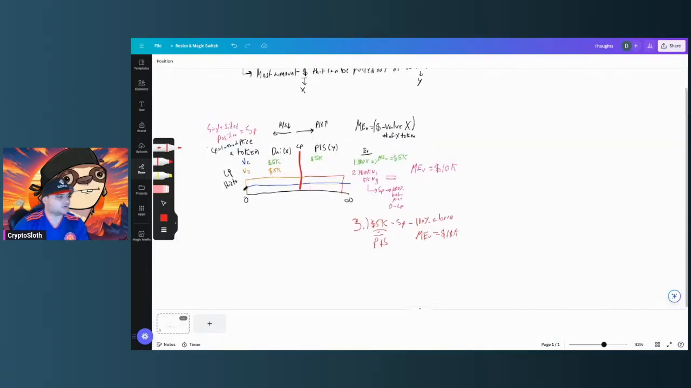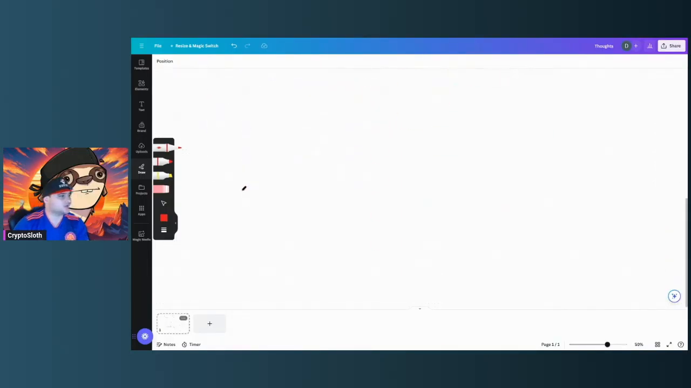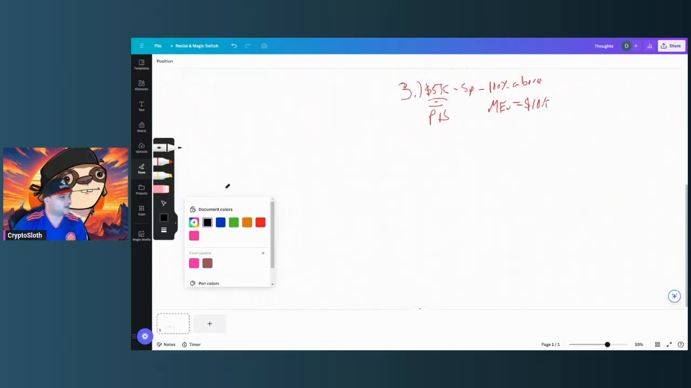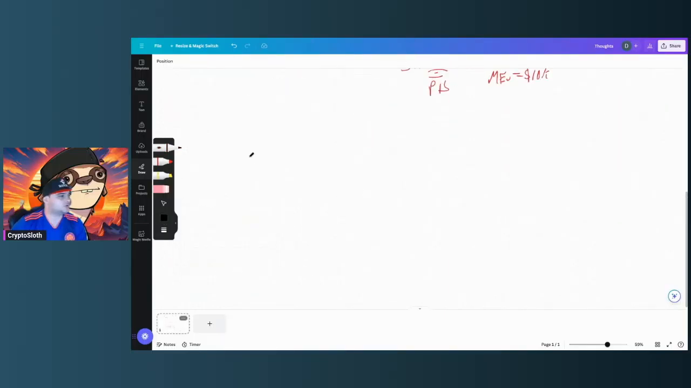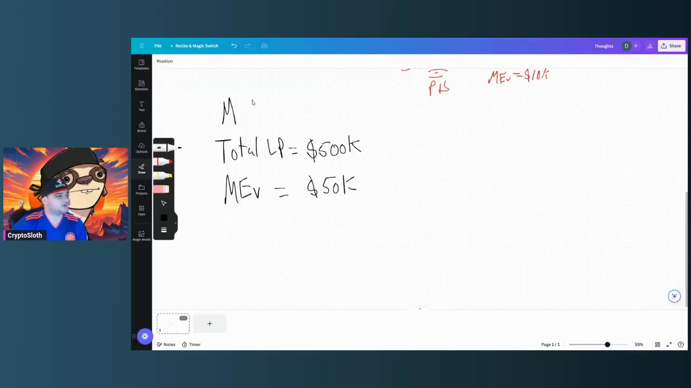Well, let's say for the sake of example, we had a token that had liquidity. So total liquidity, total LP equals say 500 grand, 500K. But our MEV for this pool is say 50 grand, right? And let's assume the market cap equals $10 million.